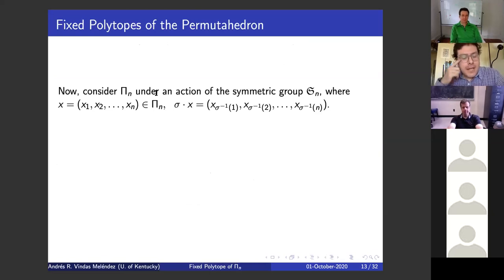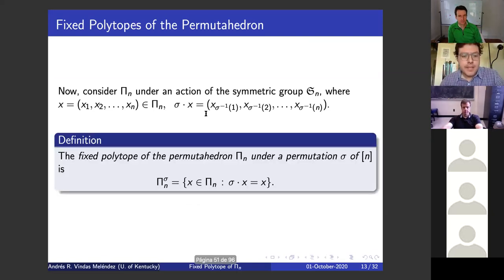And so here, maybe, is now to please the algebraically inclined people. Now we're going to think about a group action. So we're going to take an action. We're going to consider the permutahedron under the action of the symmetric group, okay? So what are we going to do? We're going to take a permutation and act on the points in the permutahedron, okay?